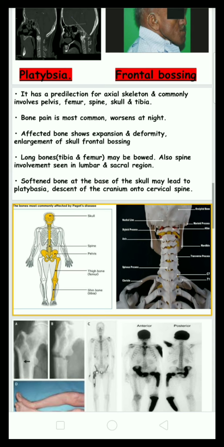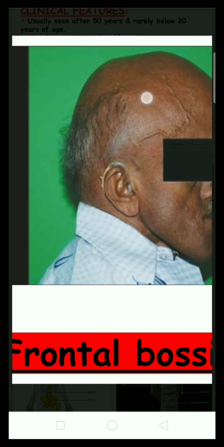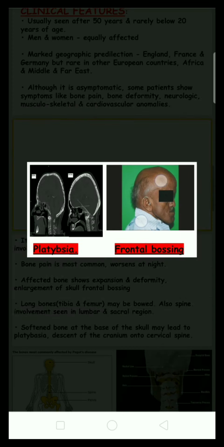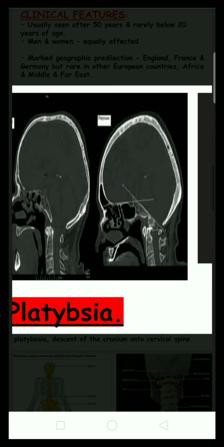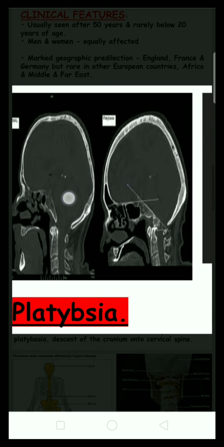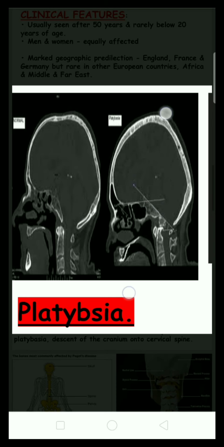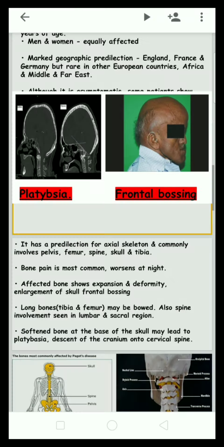The affected bones become deformed, and the skull leads to frontal bossing. Why does the skull lead to this frontal bossing? Sometimes the base of the cranium becomes very softened, so it descends towards the cervical spine. This leads to platybasia. This is normal bone, and this is platybasia. See these conditions.